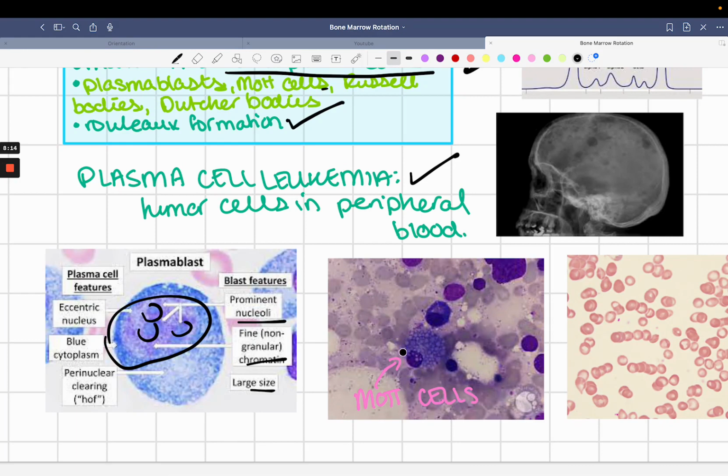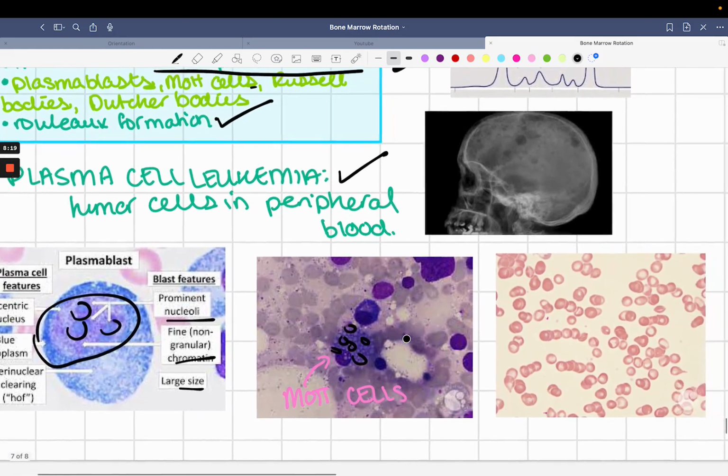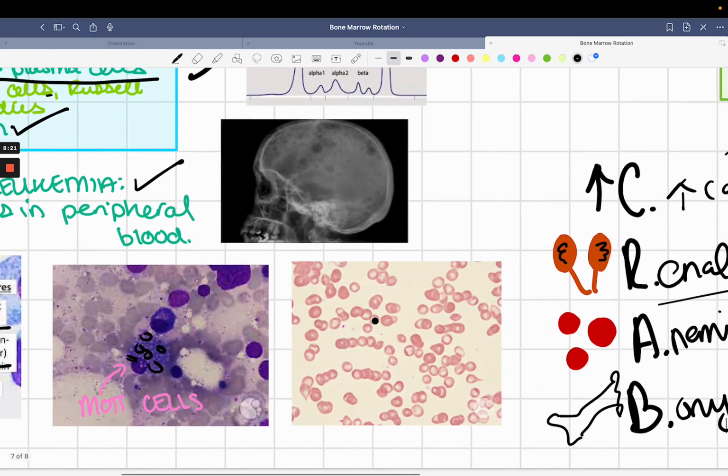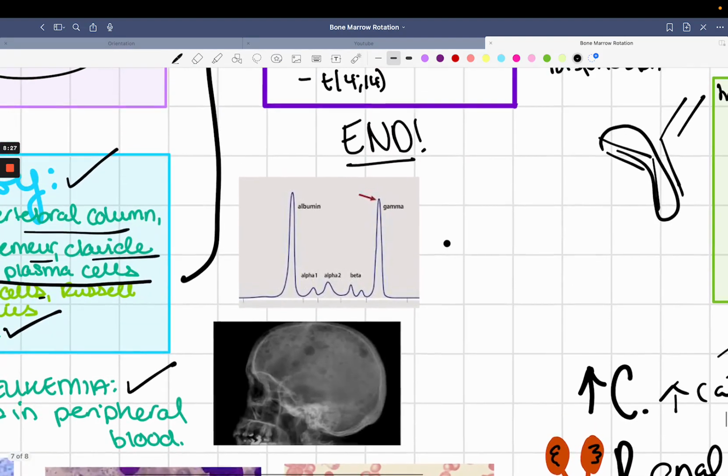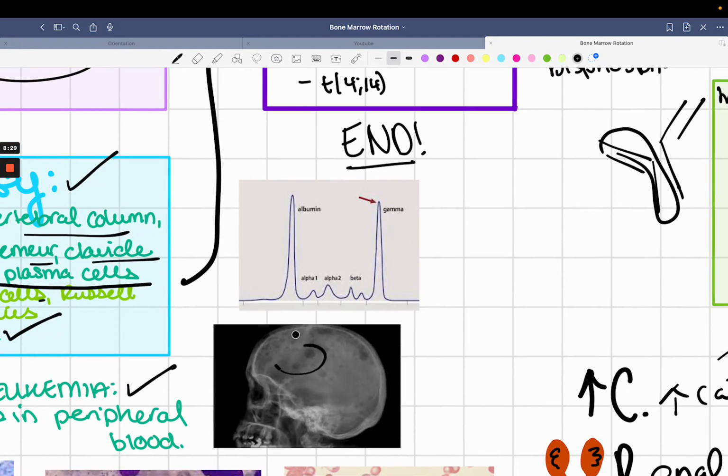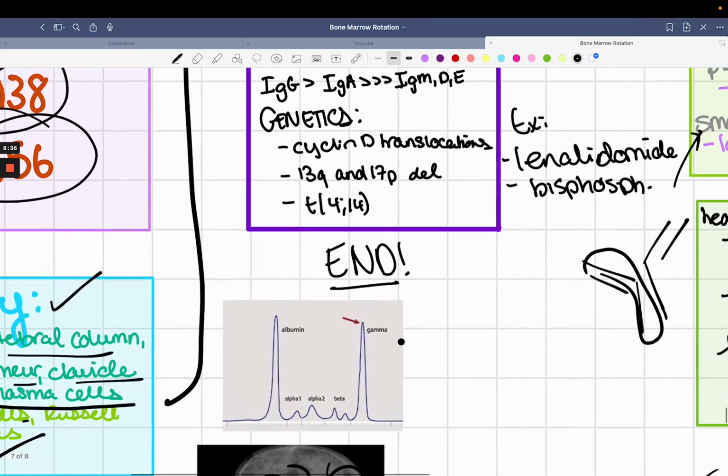Mott cells have these weird vacuoles here, so that is something you can also visualize on bone marrow. And then, of course, here's your rouleau formation with that stacking of the red blood cells in the peripheral blood smear. And here, of course, are the lytic lesions that are very important to be aware of. They usually make it pretty obvious on tests if the patient does have lytic lesions.